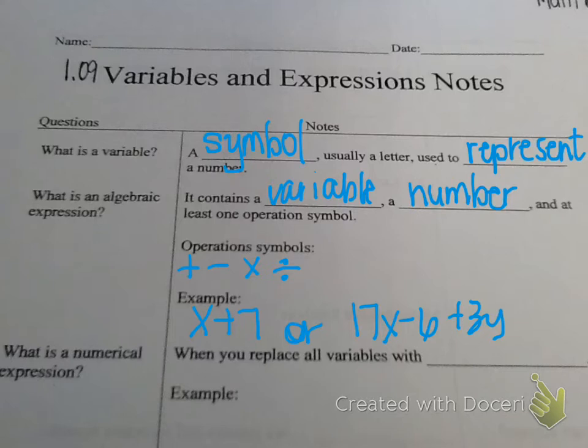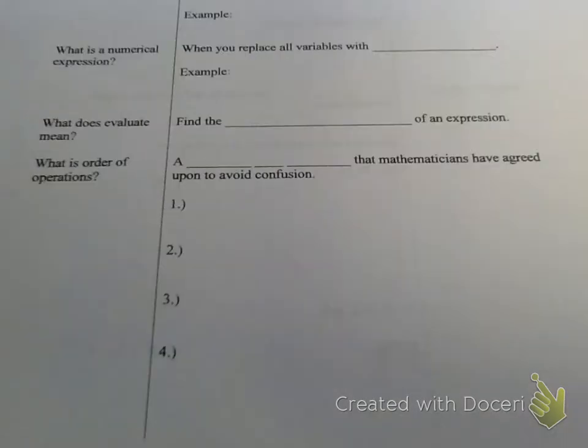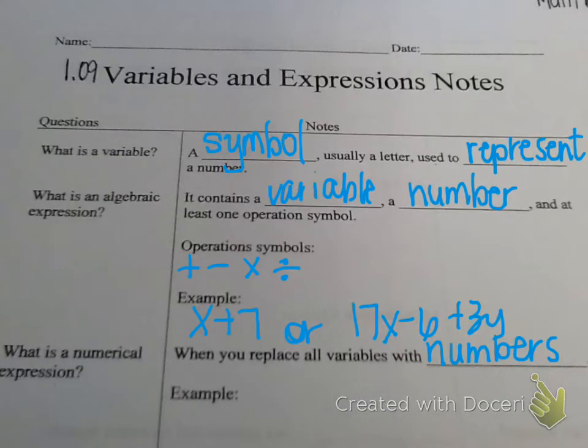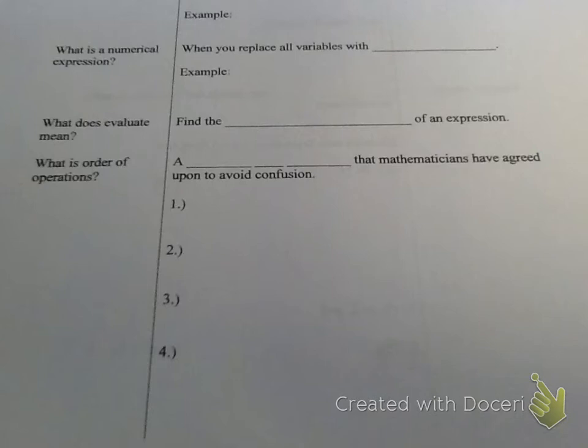A numerical expression is when you replace all the variables with numbers. And an example of a numerical expression would be if I had taken my expression x plus 7 and I told you that x equals 2, we would have 2 plus 7.